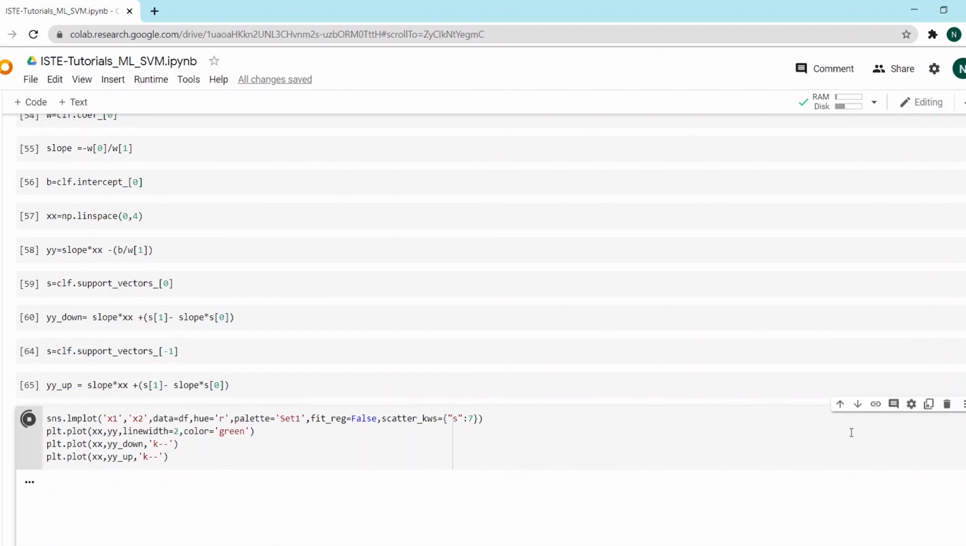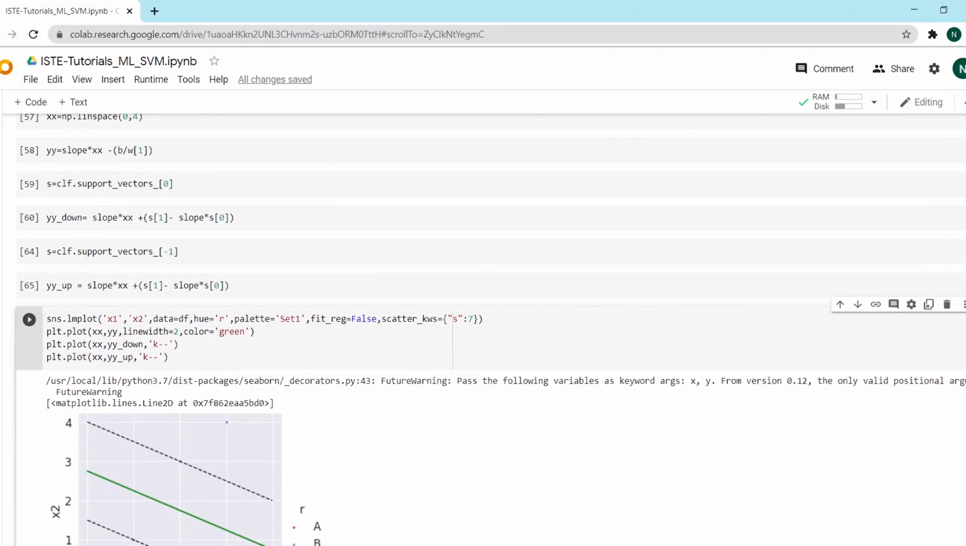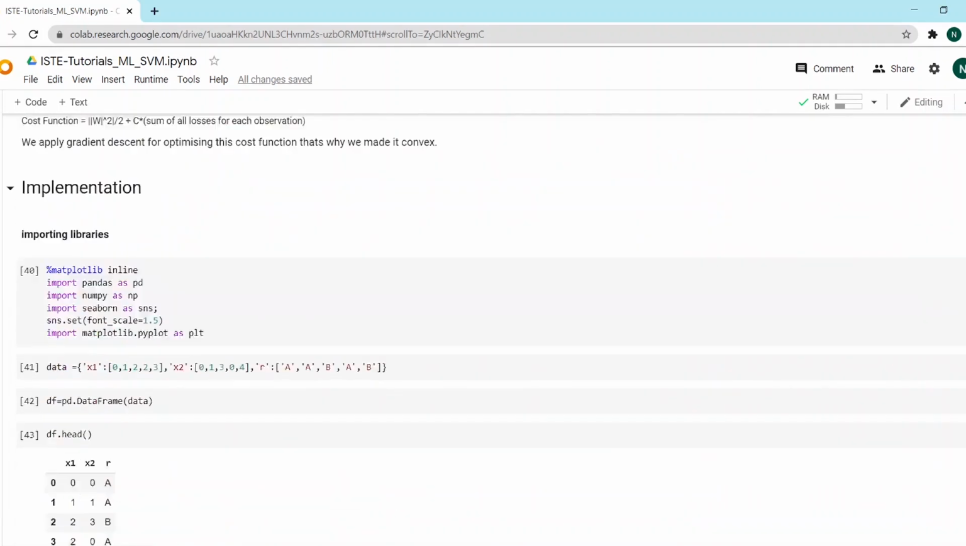Now I am just plotting the values. So sns dot plot, x1 x2, data I gave, s equals 7 I used this time. I also plotted the xx yy line, yy down, yy up, everything, right? So we'll see here what those values are.